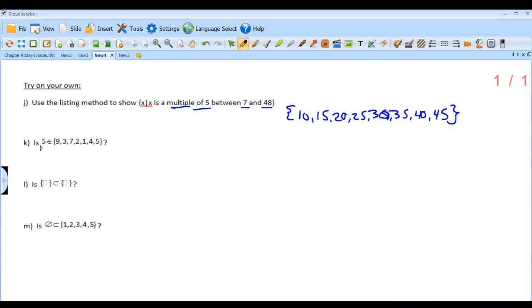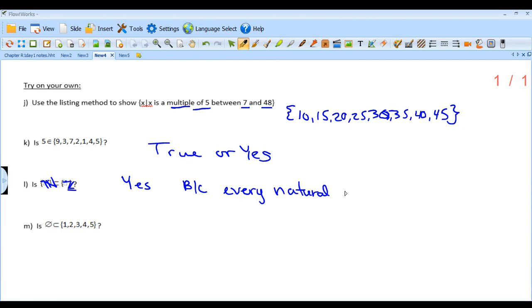All right, next, this is a yes or no question. Is 5 an element of this set? You can see that it is. So this is true or yes. Next, this should say our natural numbers. Is it a set of integers? That should be Z. Yes, it is, because every natural number is also an integer.